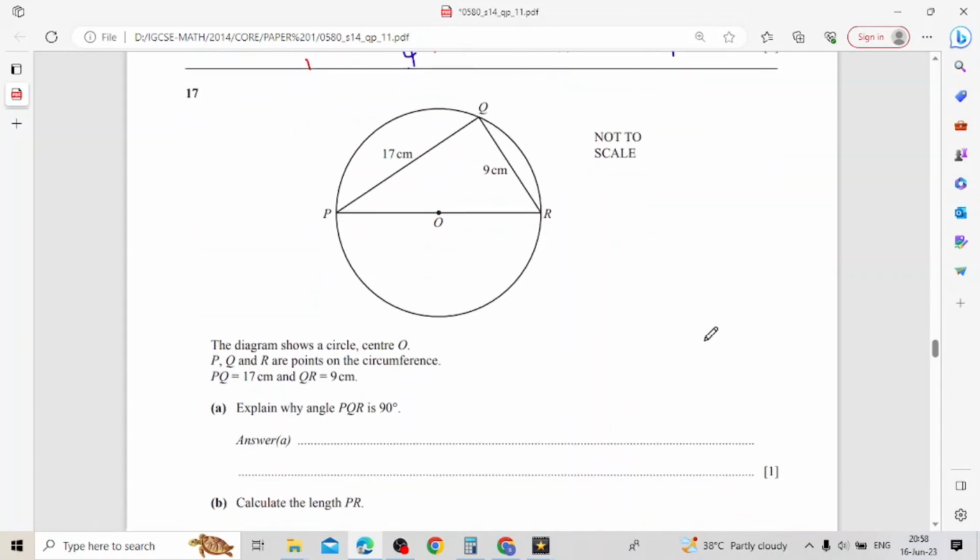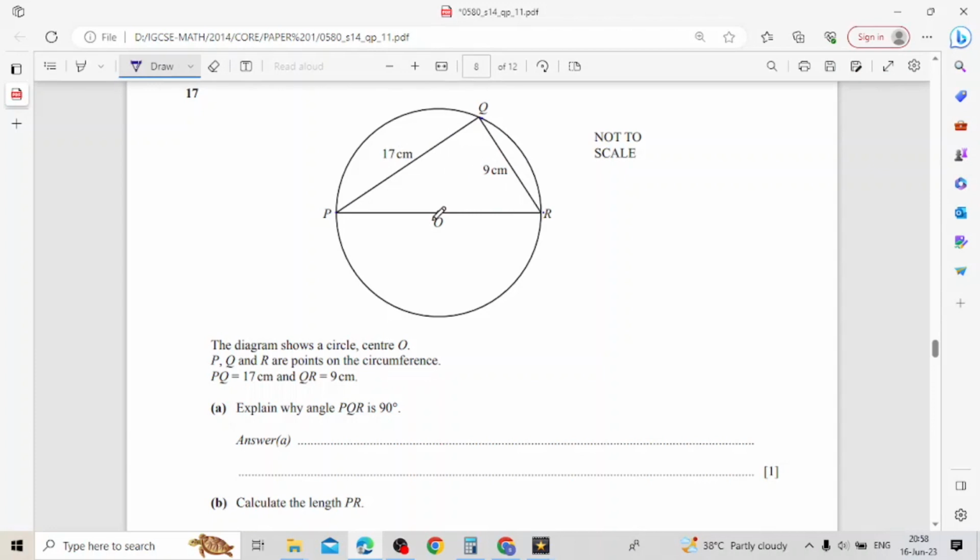Let's go to the next, 17. Okay, here is a circle. O is the center. Yes, the diagram shows a circle with center O. P, Q, and R are points on the circumference. Done. Here is P, Q, and R. Now, PQ is 17 centimeters and QR is 9 centimeters. Okay, it's been noted.